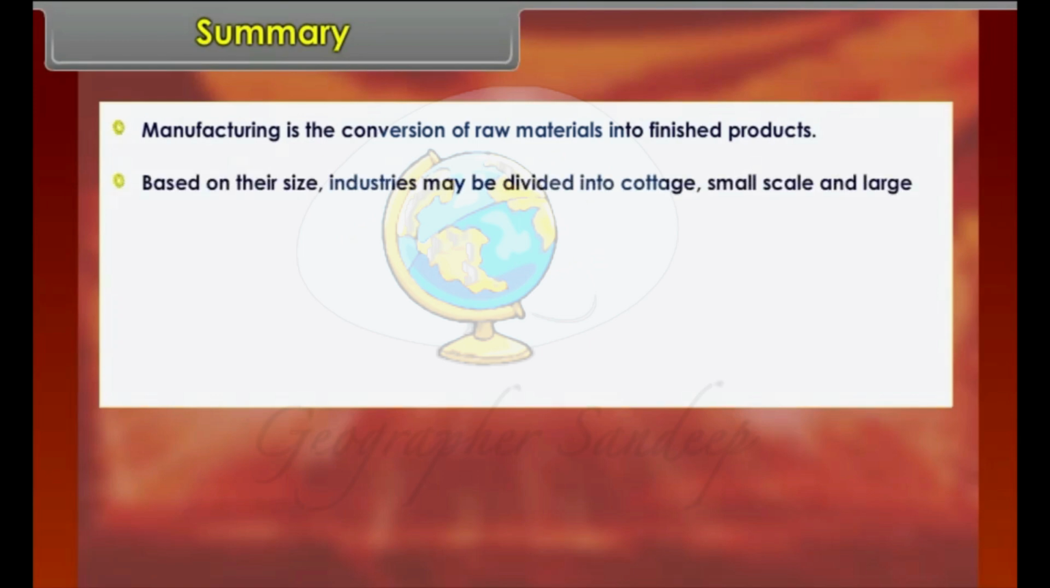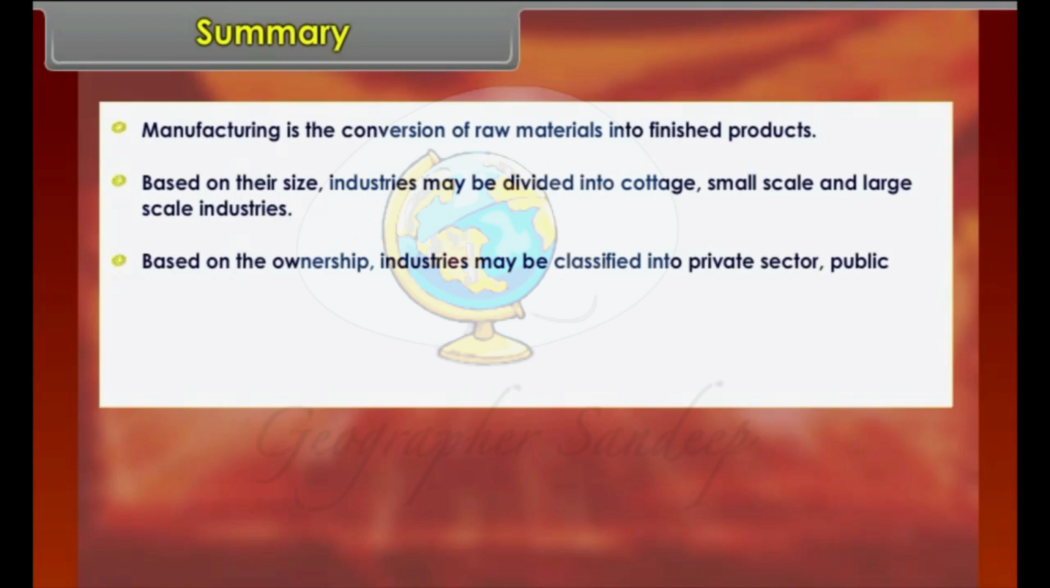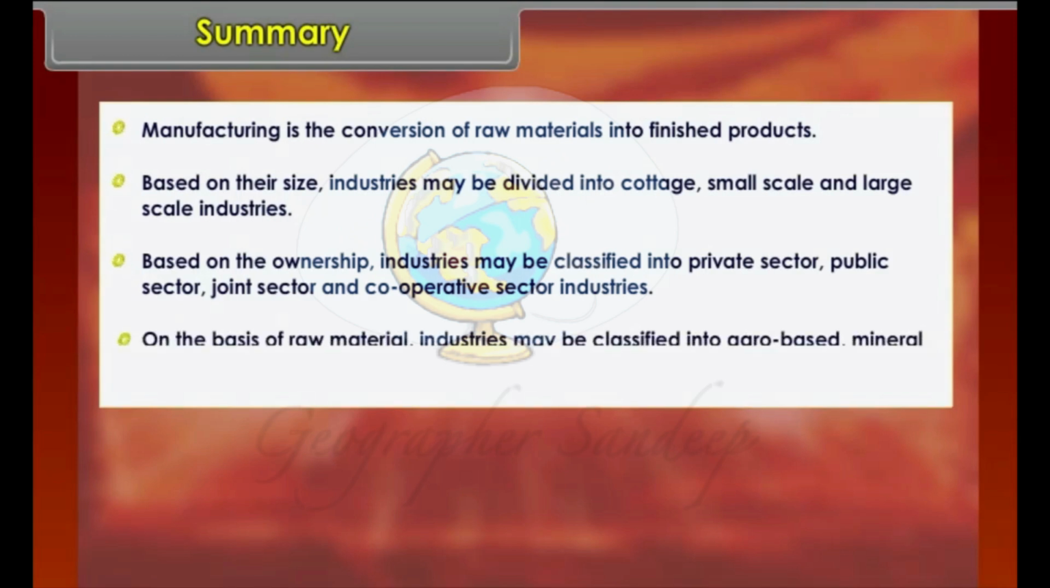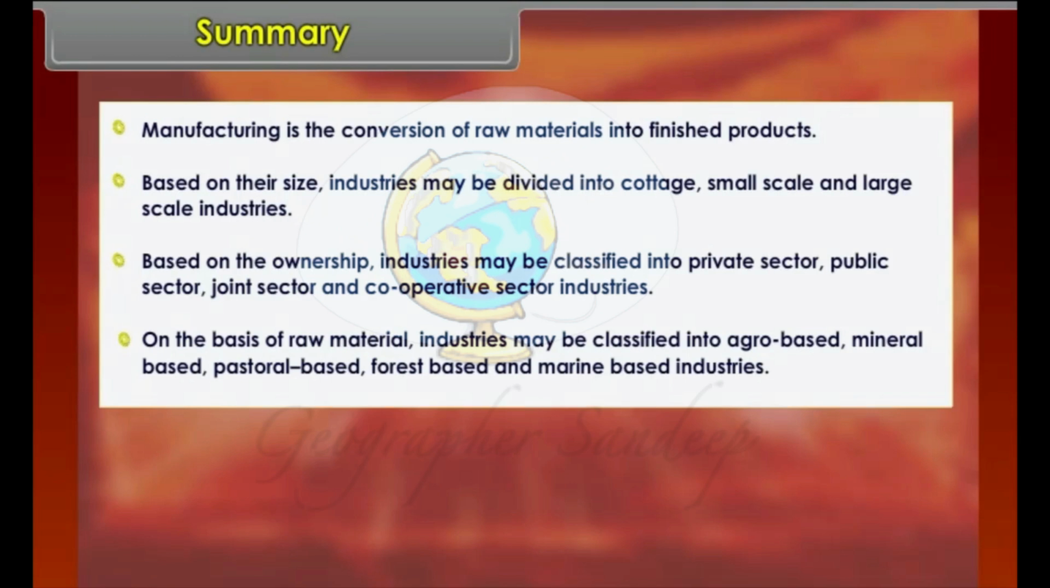Based on their size, industries may be divided into cottage, small-scale and large-scale industries. Based on the ownership, industries may be classified into private sector, public sector, joint sector and cooperative sector industries. On the basis of raw material, industries may be classified into agro-based, mineral-based, pastoral-based, forest-based and marine-based industries.